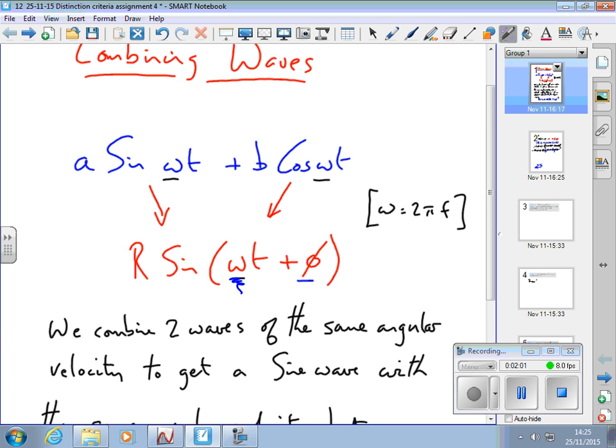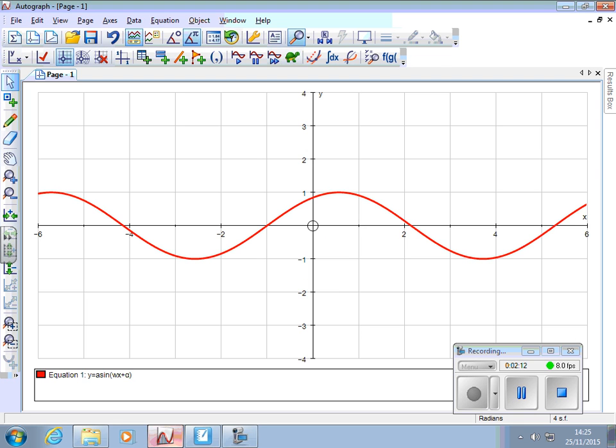Can you remember what that bit represents? The phase angle. In other words, it's saying that the wave might not be starting at 0. So if we look at an example in Autograph, this example again, we can see I've typed in y equals a sine omega x plus alpha. By default, Autograph sets a, w or omega, and alpha as 1. So I haven't changed any of those figures, so they're all 1.